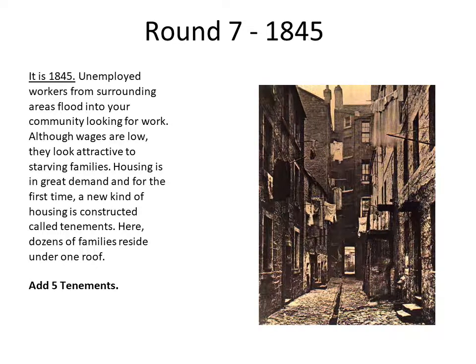All right, it's 1845, and the surrounding areas are not doing as well as you because you have a lot of work available. People are flooding to your area to try and get employed. You don't have enough room, though, to house all these people, so you need a new type of building to make sure that you can shove all of these workers into one giant box. So you need to build 5 tenements.